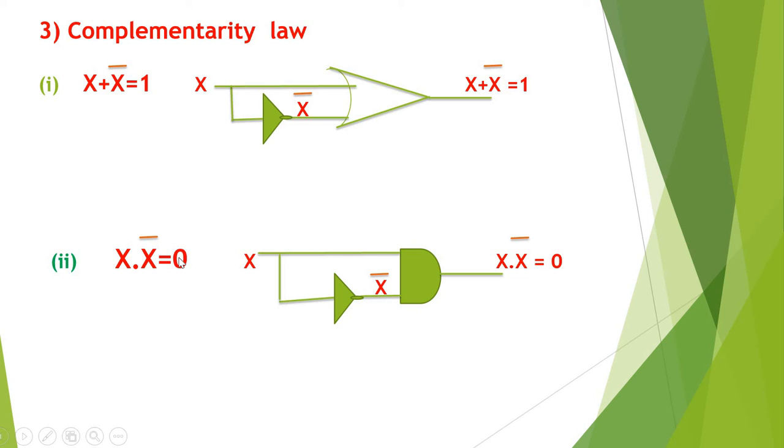Then the second theorem, x dot x bar is equal to 0. For representing this theorem, what are the gates we require? One NOT gate for representing this x bar, then one AND gate. Then see here, x is the input. Now output of this NOT gate is x bar. Then for this AND gate, what are the inputs? One input is x, next input is x bar. Then what will be the output of AND gate? x dot x bar, that is equal to 0.